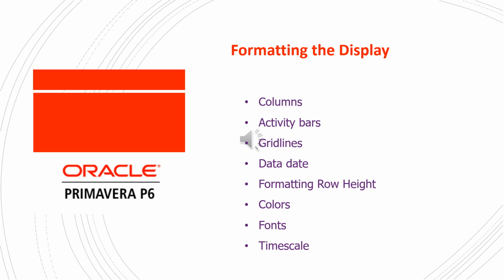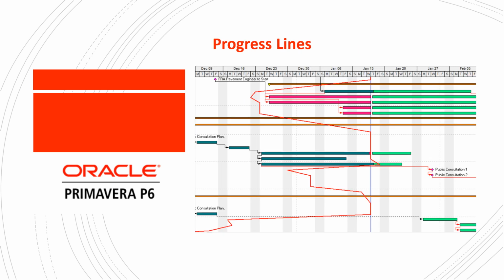Formatting the display: columns, activity bars, grid lines, data date, formatting row height, colors, fonts, time scale. A progress line is a way to graphically trace progress on activities and see how a project is performing with regard to its scheduled deadlines.